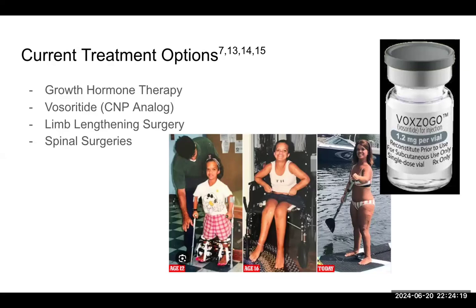Lastly, I wanted to highlight spinal surgeries. These are procedures to correct spinal stenosis and other spinal deformities such as kyphosis. These help alleviate pain, improve mobility, and prevent neurological complications, and are often necessary due to common spinal issues in individuals with achondroplasia.